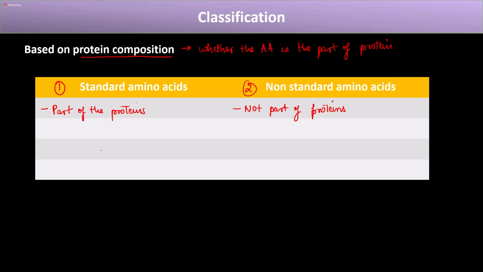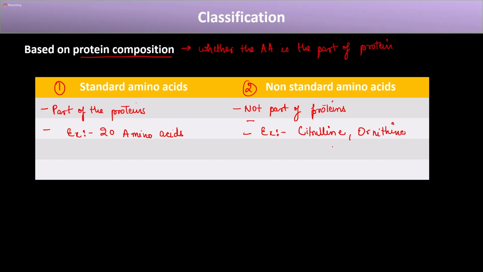Now, what are the standard amino acids? Examples of standard amino acids are the 20 amino acids that we will see. The names of these amino acids we will see in upcoming slides. But for now, there are 20 amino acids that come under the standard amino acids. And in non-standard amino acids, there are multiple examples, out of which you need to remember these two. One is citrulline, and the second is ornithine.